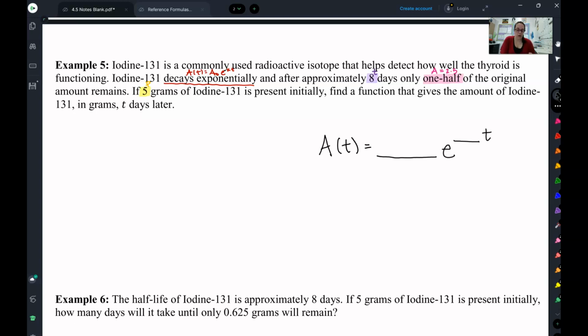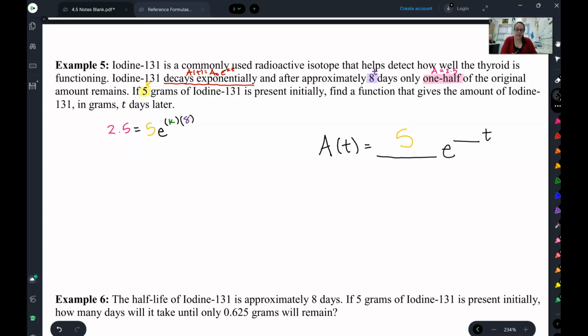So same thing as before, I need to know P and I need to know k. I know my P is 5, that's how much I'm starting with. I do not know my k, so this is going to go the same way as last time. We're going to plug in everything else we know to find what k should be. And then I can plug k into my equation. So once again, I do not know what k is. And my t is 8.